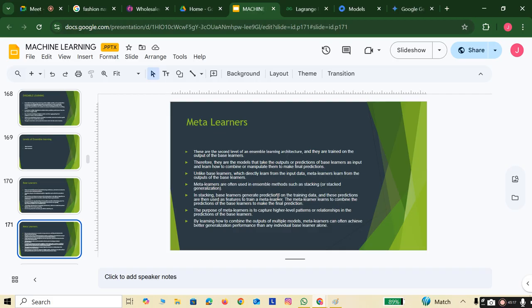Even if it is wrong, take it as input and learn how to combine or manipulate them to make final predictions. Unlike base learners, which are directly learned from the input data, meta learners learn from the outputs of the base learners. So meta learners are often used in ensemble methods such as stacking or stack generalization. In stacking, base learners generate predictions on the training data, and these predictions are then used as features to train a meta learner.